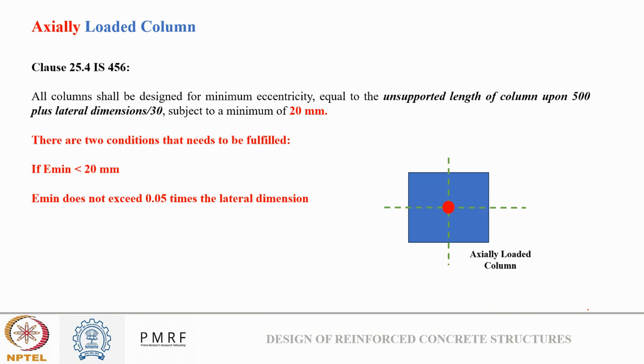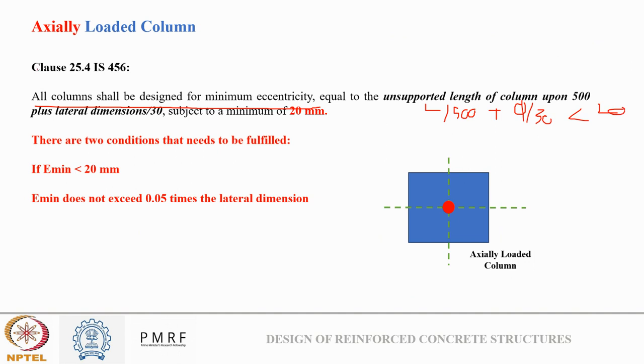Now, today we will talk in depth about axially loaded columns. As per IS 456, all columns shall be designed for a minimum eccentricity equal to the unsupported length of the column divided by 500, plus lateral dimension divided by 30, subject to a minimum value of 20 mm.